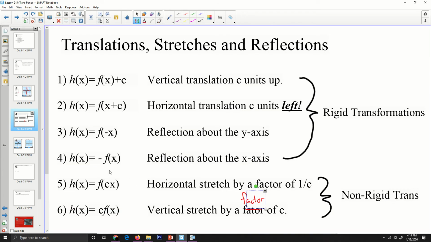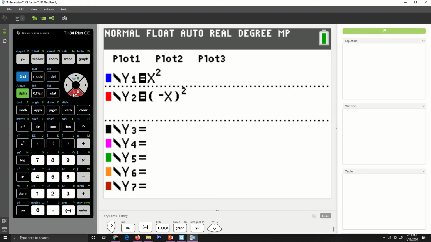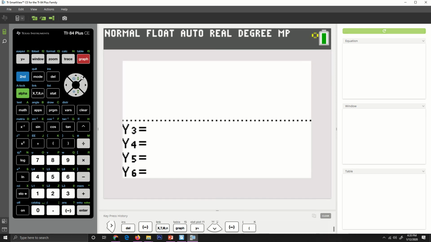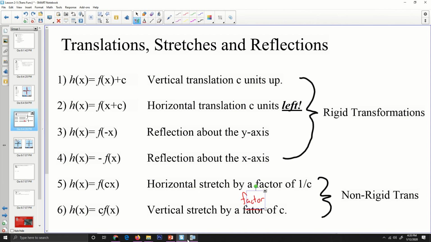And then finally, if I want to do a reflection about the x-axis, I'm going to go y equals, and then down here, and then instead of putting it inside the parentheses, I'm going to put it outside the parenthesis, and there we see our reflection about the x-axis. Oops, didn't want to go there.